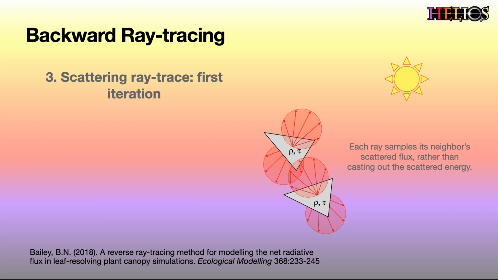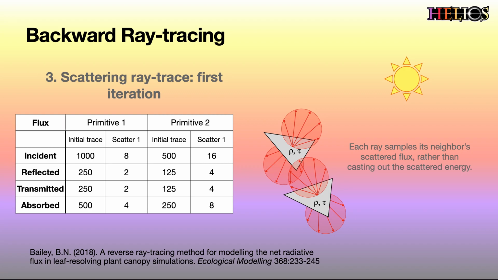And if one of those rays intersects another primitive object, then we're going to sample that primitive's to-be-scattered radiation. So we're not casting out the energy, we're not tracing that scattered energy in a forward sense. We're casting out a ray, and then whatever that hits, we're going to sample its radiation and then potentially absorb that radiation back in our primitive. So this is the difference, again, between the backward and the forward ray tracing.